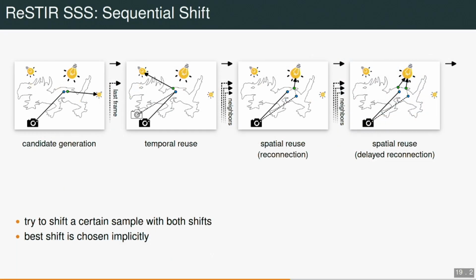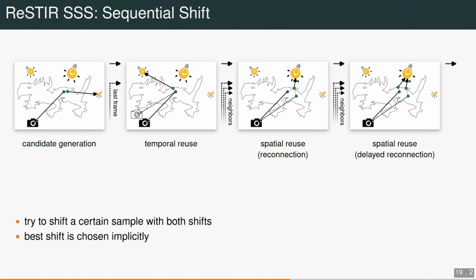There, we split the number of neighbors we select in this spatial reuse path into 2 sequentially chained reuse passes, where the first one uses reconnection for all the samples, and the second one uses delayed reconnection for all samples. And this way, it is possible that we can try to shift the same sample with both shifts. So the best shift can be chosen implicitly. Okay, so far so good.